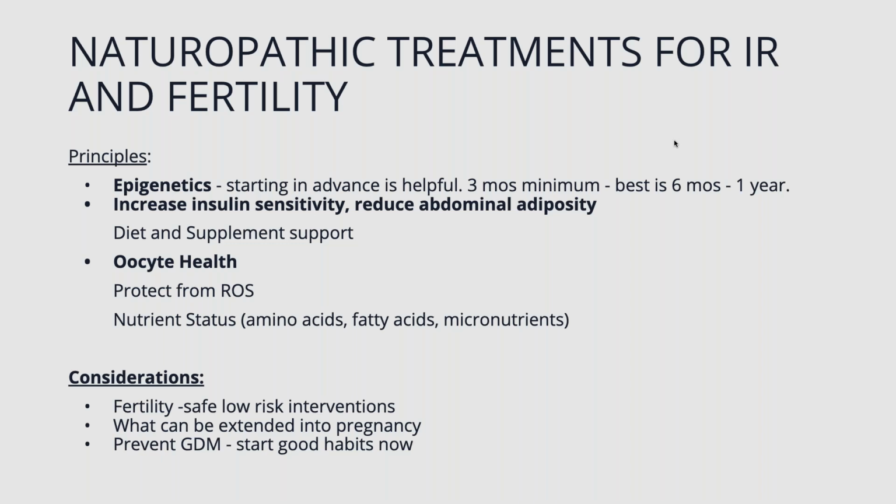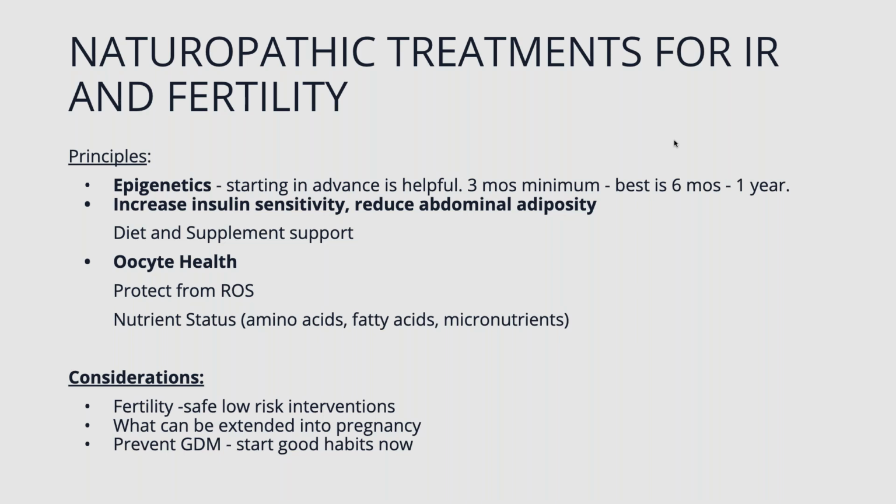So the next section I'm just going to do here is the naturopathic treatments for insulin resistance and fertility. Starting off with the principles, the first thing is epigenetics. We always want to take care of this if we can. Because of the way that the sperm and eggs develop, starting in advance is so helpful. So 3 months minimum. If you can do 6 months to a year, that's even better.